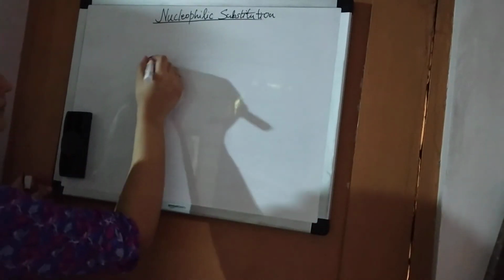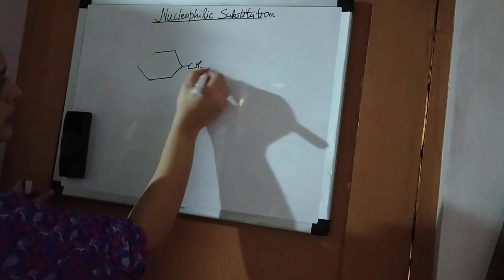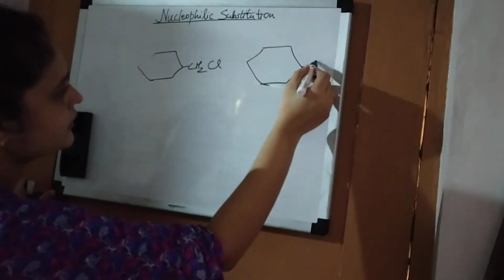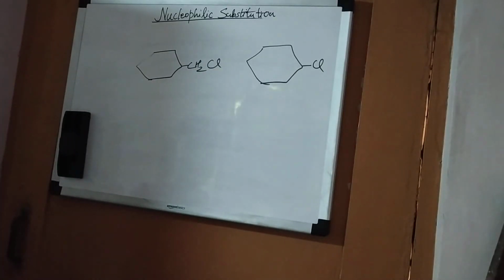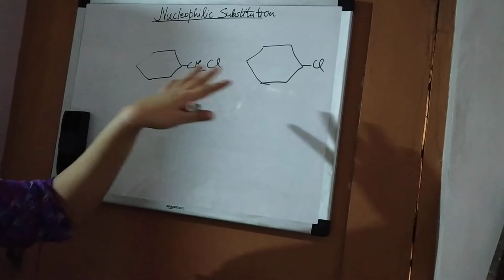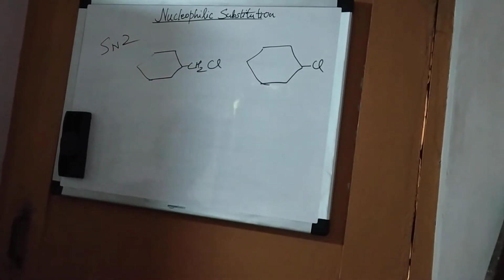Now we'll understand both SN1 and SN2 with the help of examples. So let us see these two compounds that are given. The question is to find out which one will undergo the SN2 reaction faster. So how can you determine which one will go SN2 faster?